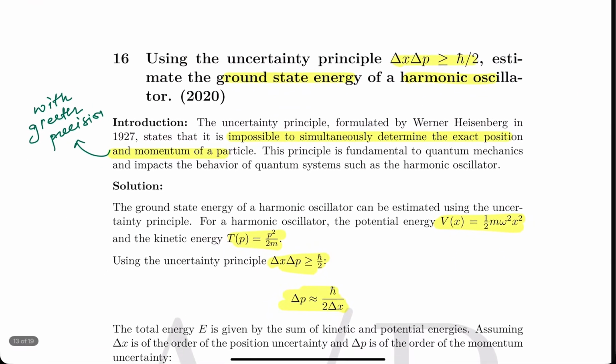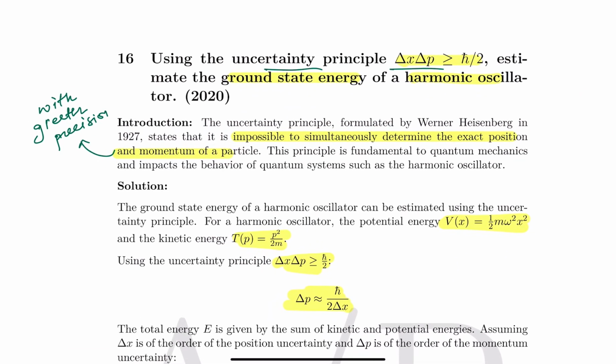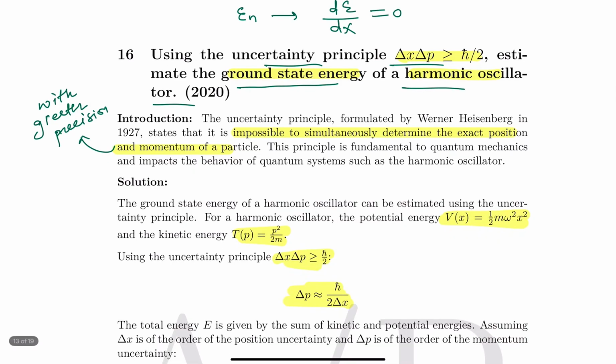Now we are going to use the uncertainty principle to estimate the ground state energy of the harmonic oscillator. We have done this previous time: at first you are required to write the energy equation. From the energy you will find its minimum, and once you find the minimum you will get some results. You will use those results to get your final answer. So the introduction goes as follows, in the uncertainty principle, again the same introduction, we are not going to repeat.